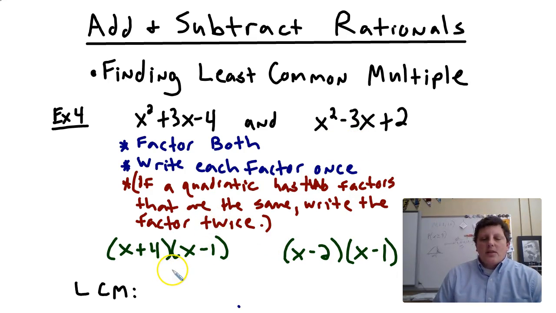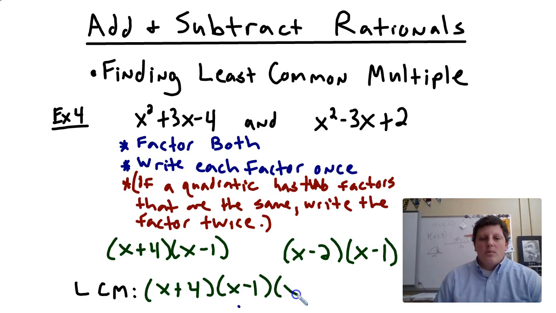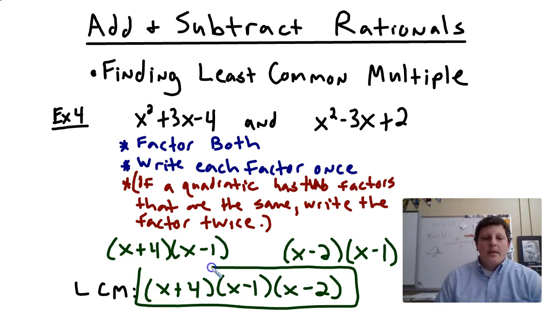So I'm going to write each factor once. So x plus 4 is part of my least common multiple. X minus 1 is part of my least common multiple. And since x minus 1 is part of the factoring of the left side, I don't need to write it again when I get to it on the right side. I only need to write them once. The only time you would write it more than once is if you had x minus 1 two times as a factor of one polynomial, and that's not happening here. So we're just going to write each factor once, and that is our least common multiple.